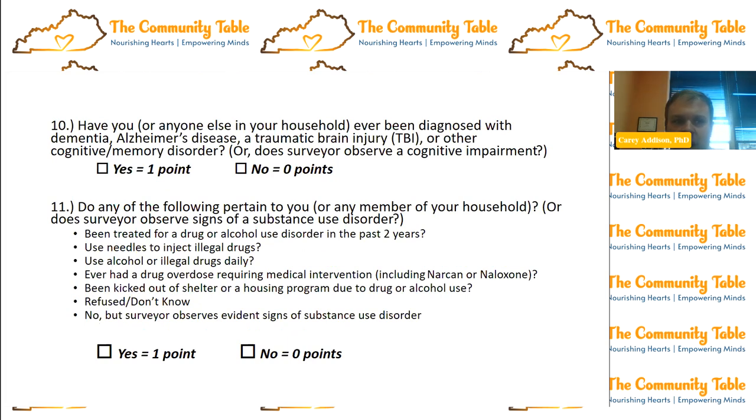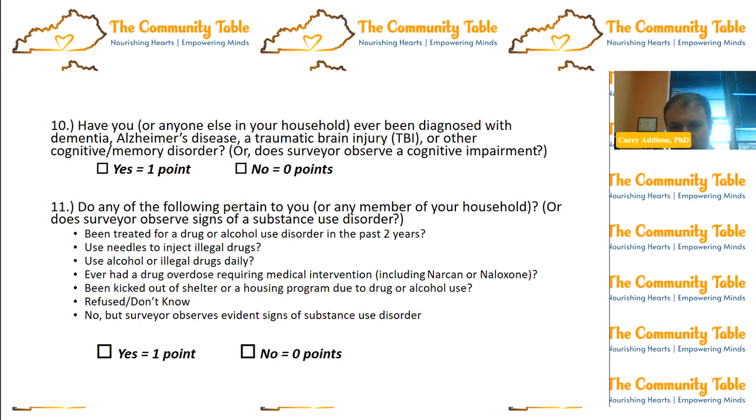We ask about having a cognitive or memory disorder. So really looking at things like dementia or traumatic brain injuries. And another thing I failed to mention earlier that we brought back from older versions of the tool, you'll see there's some opportunities here for surveyors to weigh in if they observe something. So it's very logical that if someone has this kind of cognitive impairment, they may not recognize it. So there's an opportunity for the surveyor to note that as well. That was in older versions of the VI-SPDAT, but not the current.